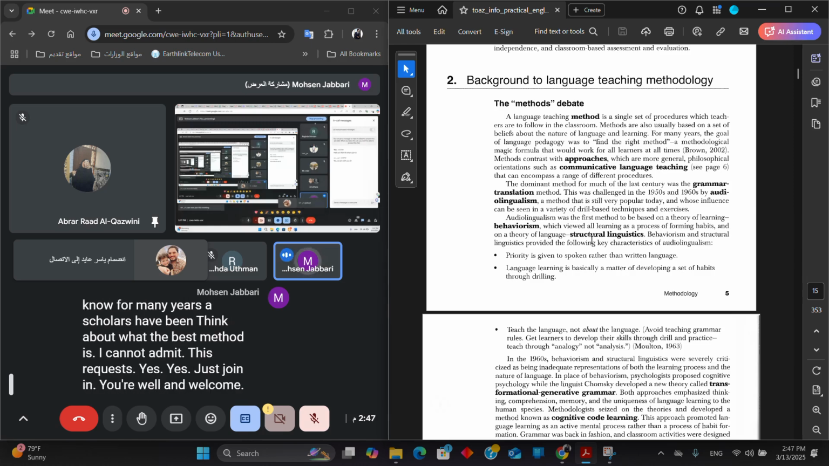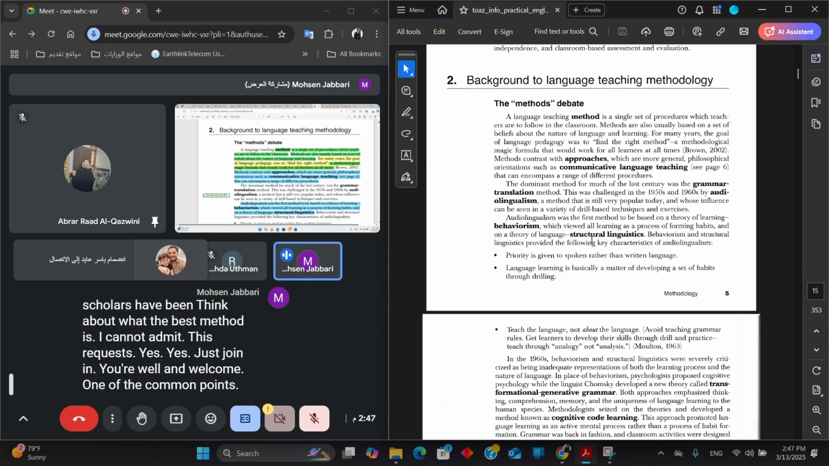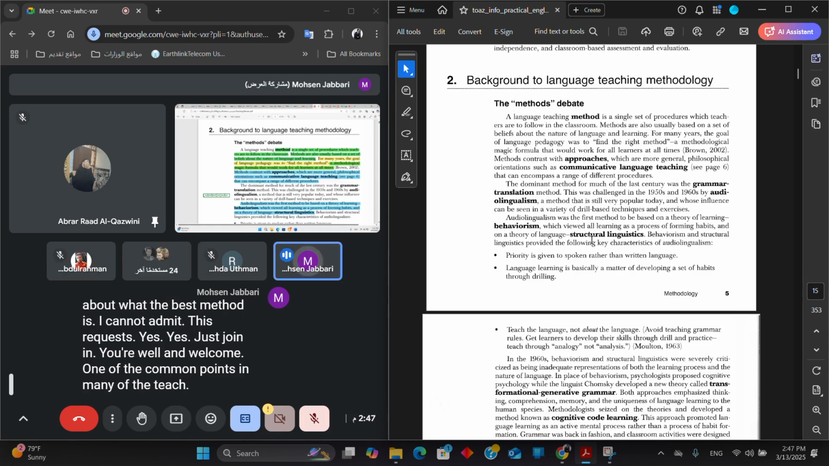You're warmly welcome. One of the common points in many of the teaching books is the definition of method. Method is a single set of procedures which teachers are to follow in the classroom. Everything in a method is limited to what you do in the classroom. But approach is something more general. It includes some philosophical statement behind it. Methods are also usually based on a set of beliefs about the nature of language and language learning.